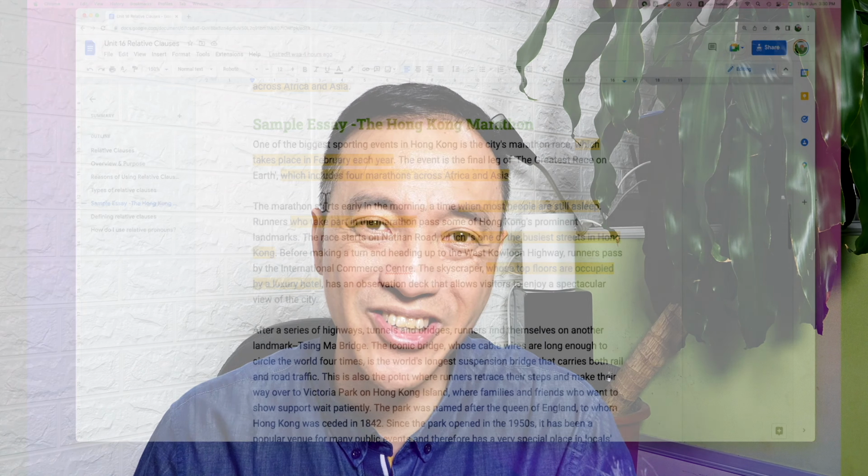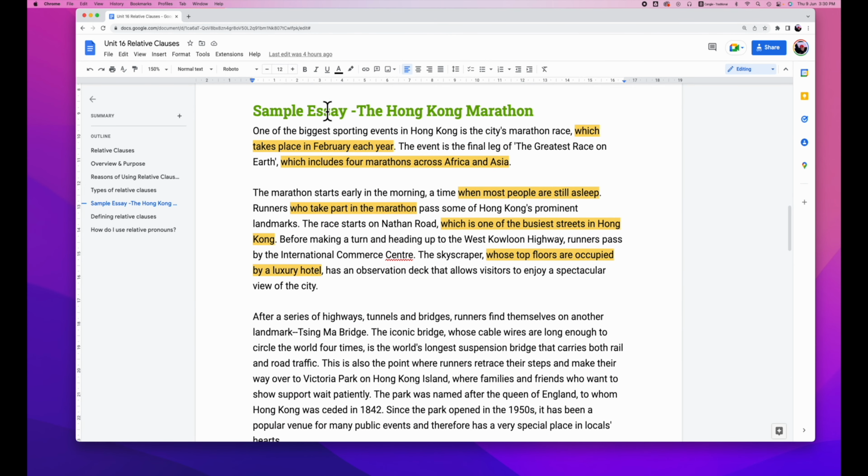So in this chapter, we will go a little bit deeper into defining relative clauses as well as non-defining relative clauses. Let's take a look at the following essay and see how many different relative clauses are used. Sample essay: the Hong Kong Marathon. One of the biggest sporting events in Hong Kong is the city's marathon race, which takes place in February each year. The event is the final leg of the greatest race on earth, which includes 4 marathons across Africa and Asia.